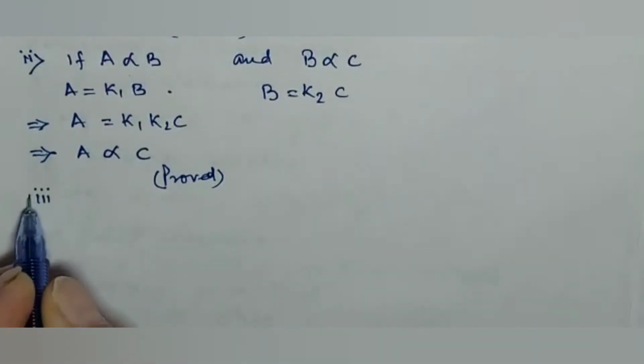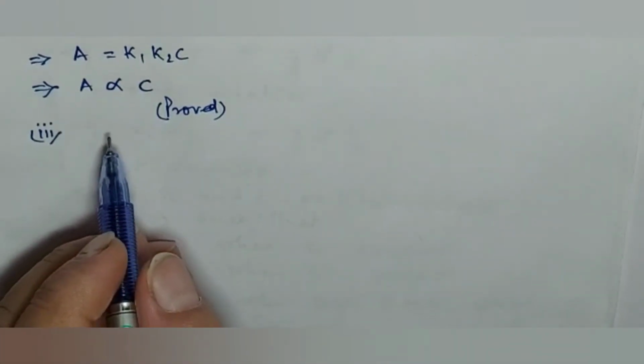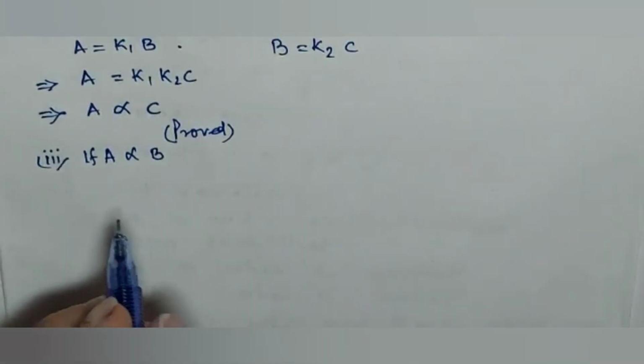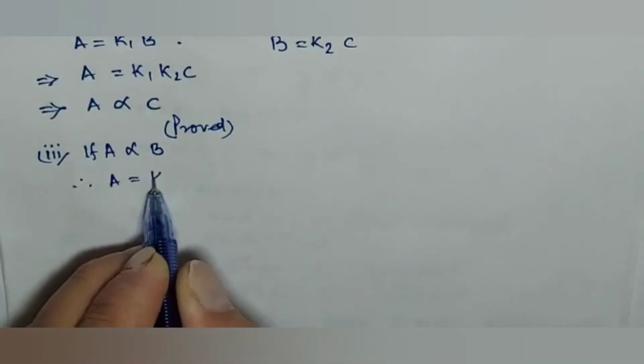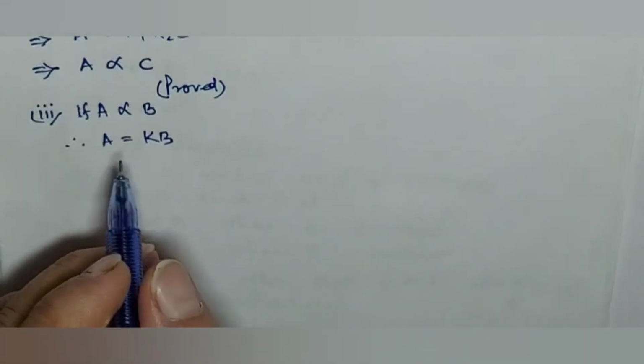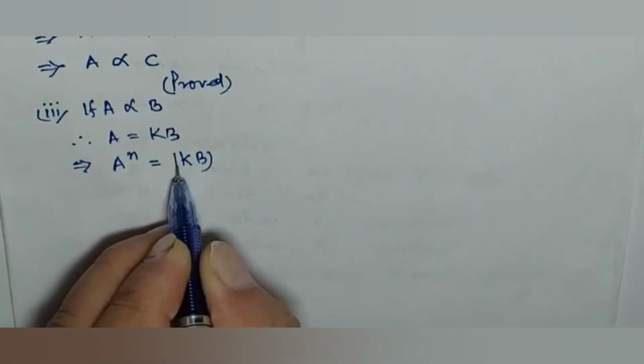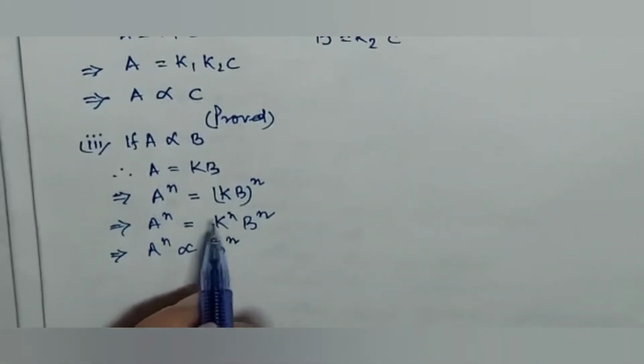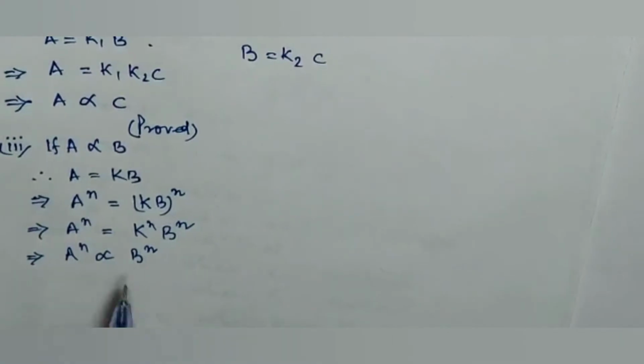Number 3, if A proportional to B, then A is equal to KB. Therefore, A to the power n is equal to KB to the power n. That is, A to the power n is equal to K to the power n, B to the power n. So you can write A to the power n is directly proportional to B to the power n, where K to the power n is also a non-zero variation constant. Proved.